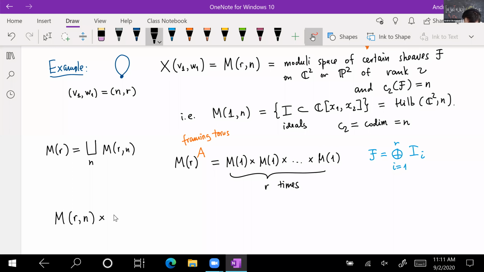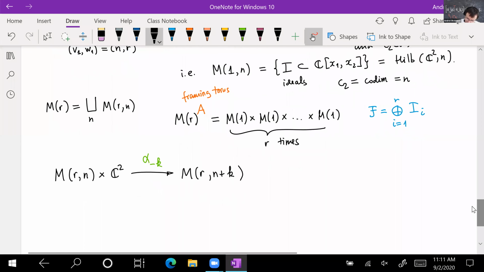R(n), and then C2. We have a correspondence, maybe call it alpha. People call it minus K, just to confuse people. It's like crazy people, you know, somehow. R(N plus K). And so what is this? What's it going to be? Here I have a sheaf, what we call F1, here I have a sheaf F2, and here I have a point P.